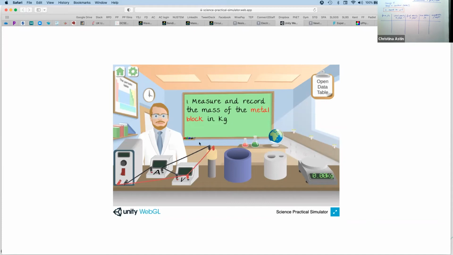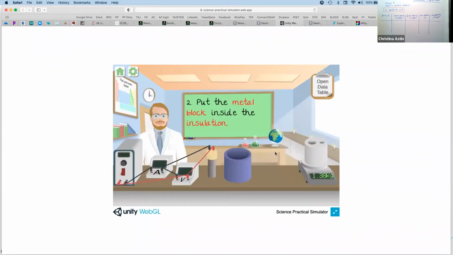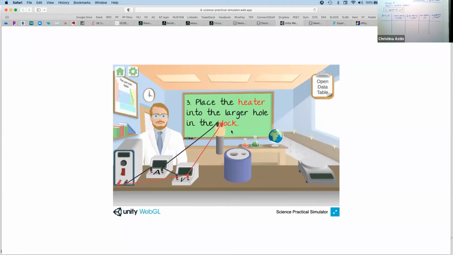Okay, so it tells you exactly what to do. Here you've got to start by measuring and recording the mass of the block. I like this in that it does make them do this stuff themselves. So open the data table and you can see that I've got it set up just to autofill the table. Place the metal block inside the insulation. You've got to be fairly good with your mouse on this. There we go. Oh, come on, get in there. There we are. Place the heater into the larger hole.